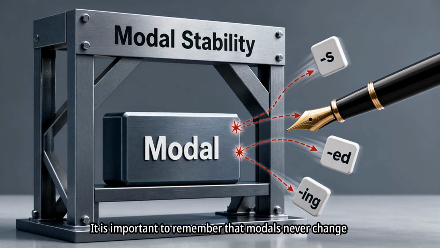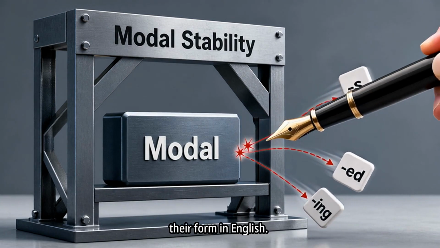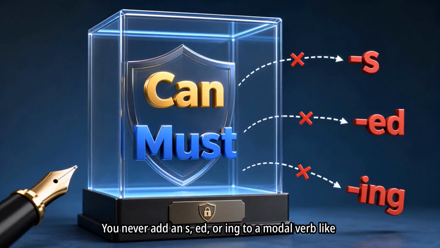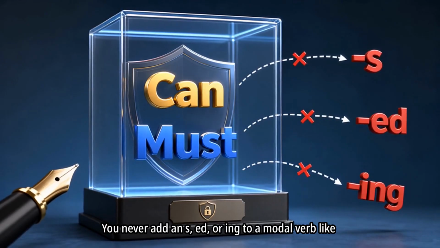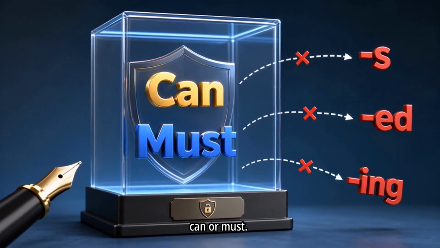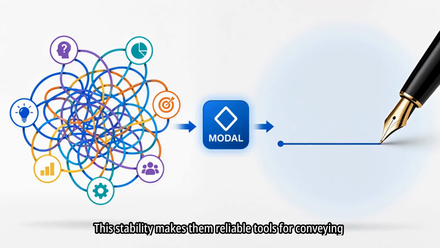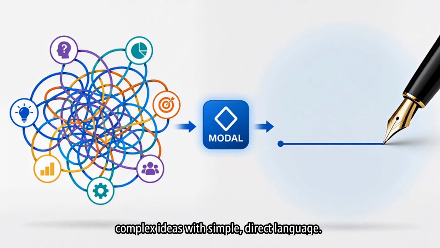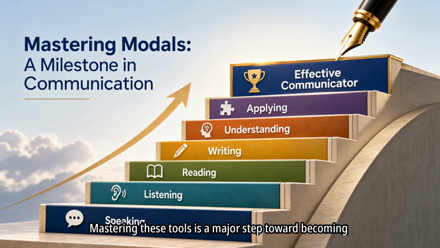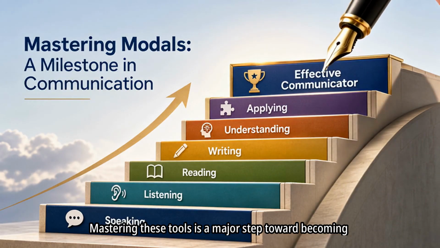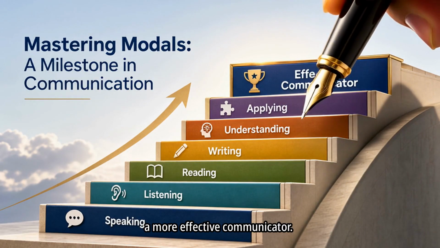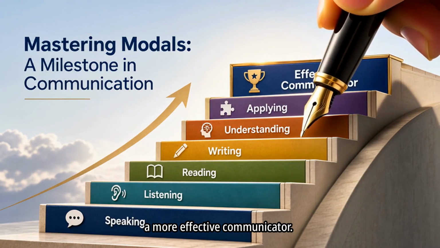It is important to remember that modals never change their form in English. You never add an s, ed, or ing to a modal verb like can or must. They remain constant, providing a stable foundation for your sentences regardless of the subject. This stability makes them reliable tools for conveying complex ideas with simple, direct language. Mastering these tools is a major step toward becoming a more effective communicator.